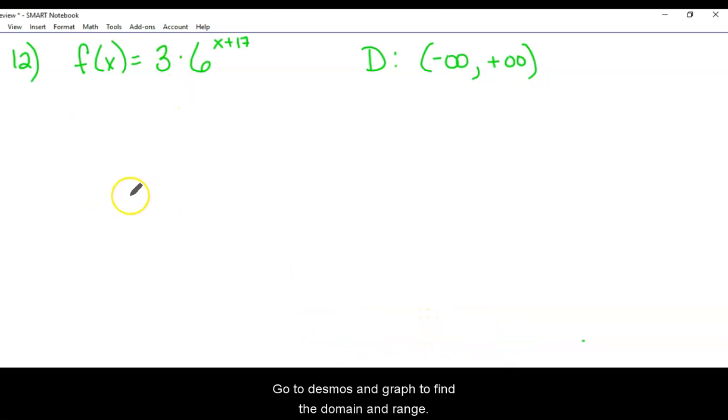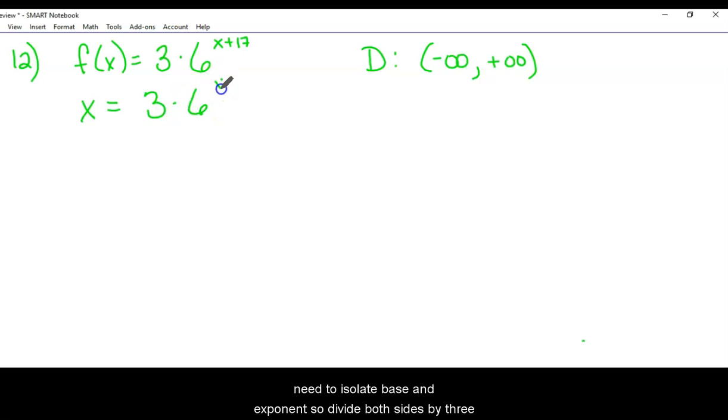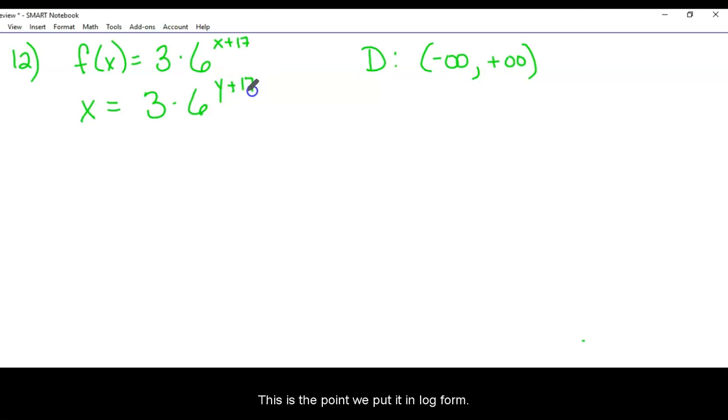So we need to isolate this part right here. The base and the exponent need to be isolated. So I'm going to divide both sides by 3. Let's rewrite this first. Sorry. 17. I want to make sure. Yeah, 17. Okay, so now let's divide by 3.